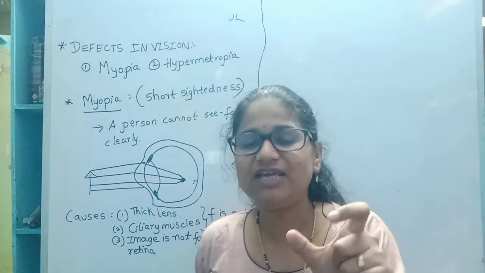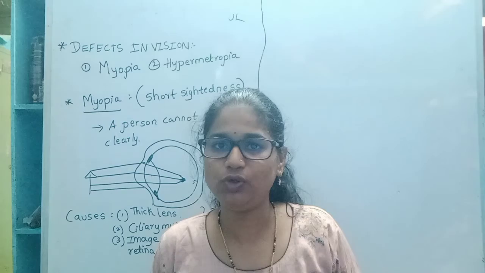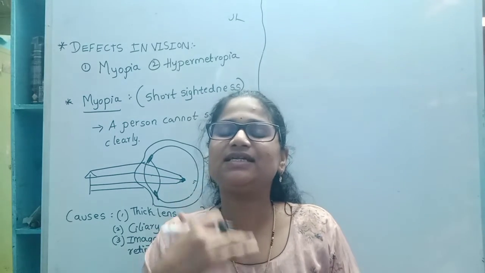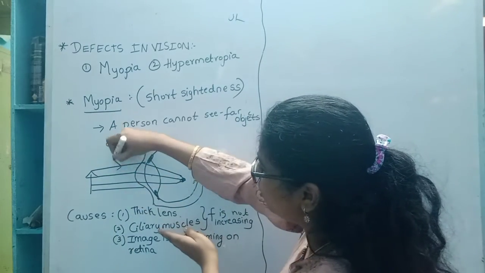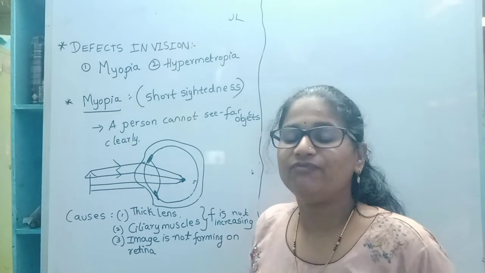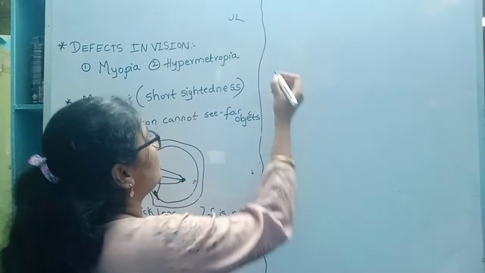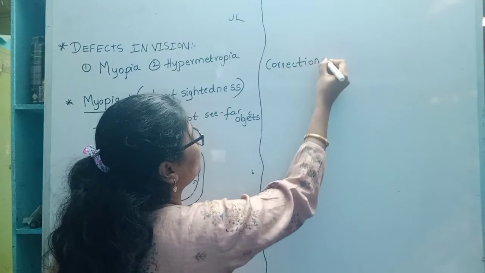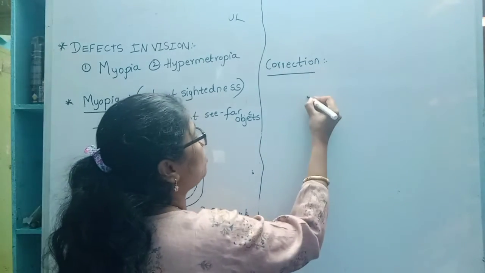the specialist in eye defects, that is a doctor, will prescribe certain lenses which make the light rays from the objects converge to form an image on the retina. Which lens is used to correct myopia? The correction is done using a specialized lens, that is a concave lens.